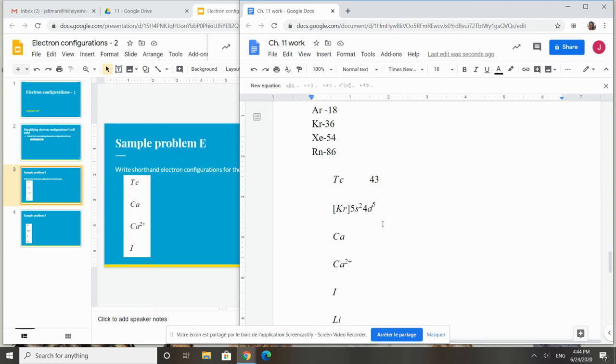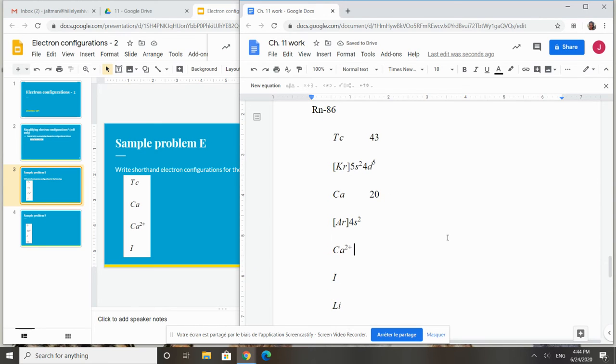All right, next I've got calcium. So calcium I find on the periodic table, it has 20 electrons. I see that it is in the fourth row. So that means I'm going to start with argon because argon's the third noble gas. And then it's just 4s2. So then calcium with a 2 plus charge, it's just 20 minus 2, which is 18.